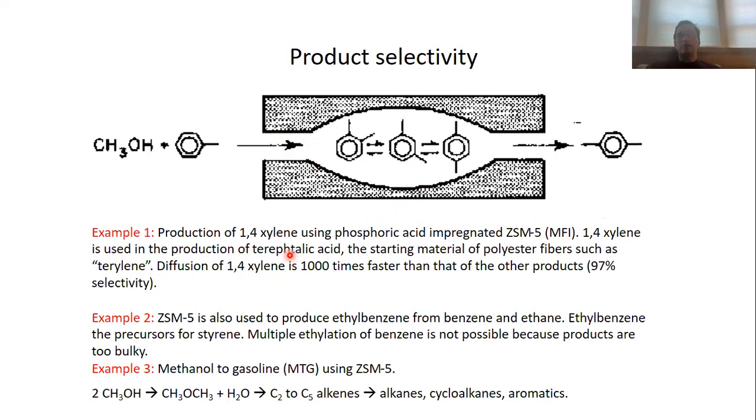So we react the terephthalic acid with alcohols to make polyester fibers such as terylene, okay? And the 1,4-xylene is produced practically exclusively because the diffusion of 1,4-xylene is 1,000 times faster than that of the other products, okay? We are meaning here 1,000 times faster diffusion out of the pores, resulting in product selectivity.